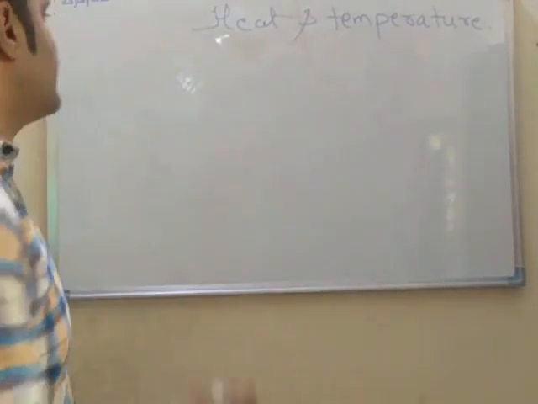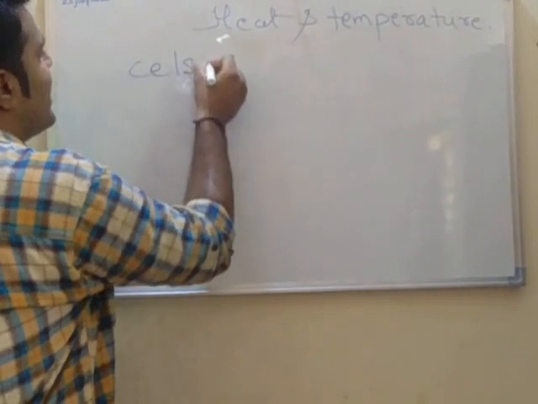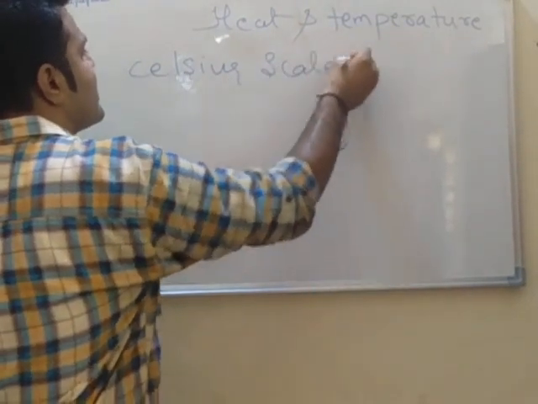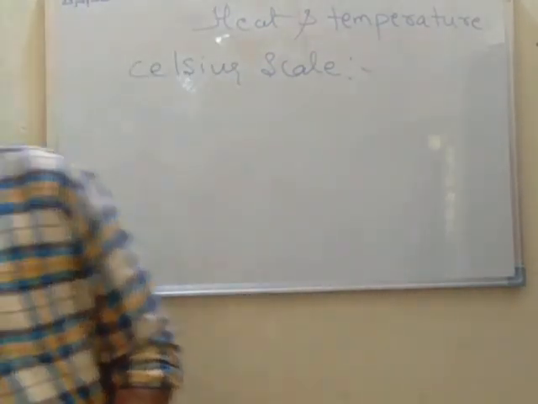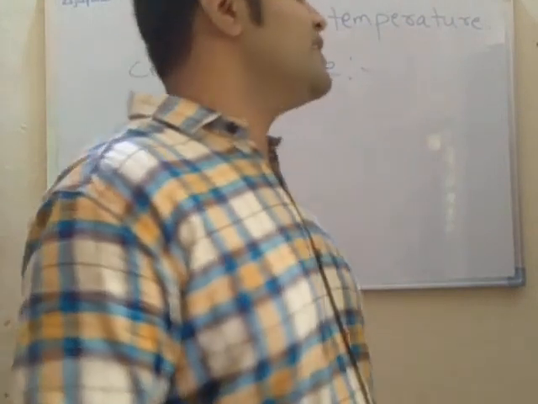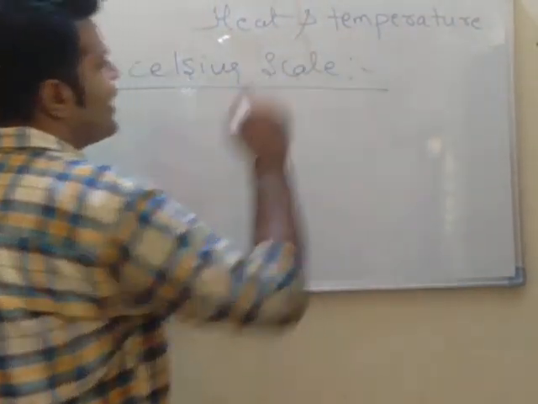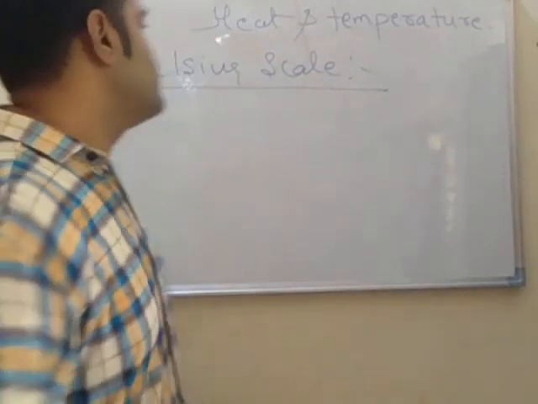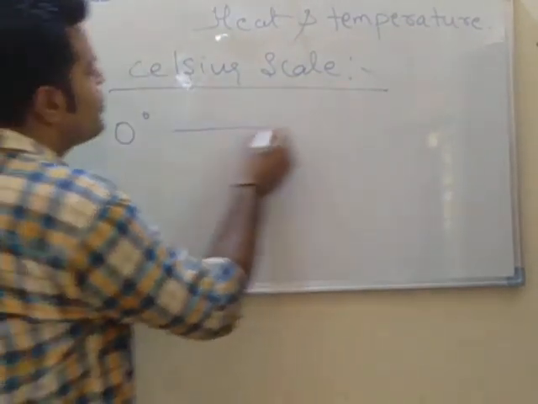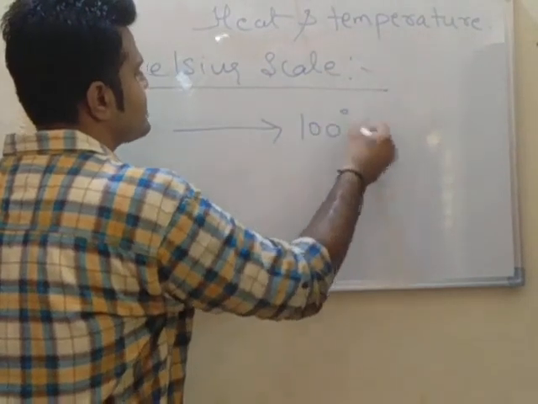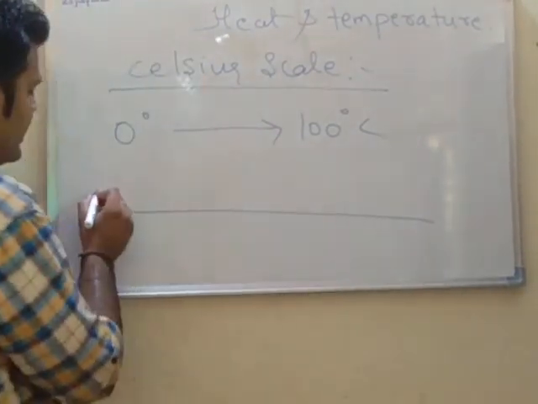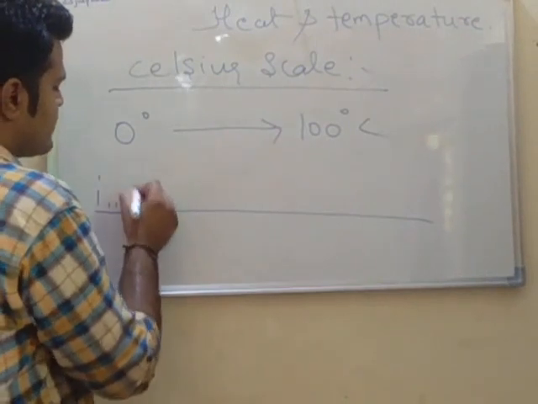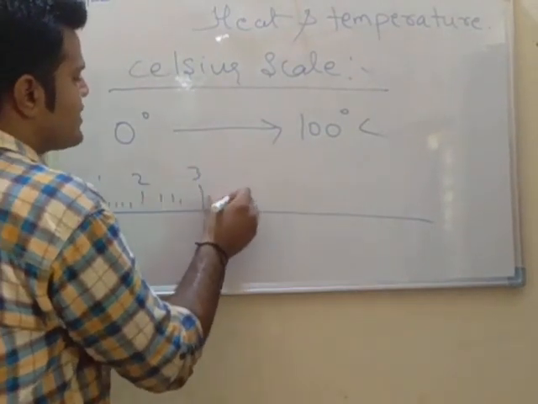So first of all we will learn about the Celsius scale. My dear students, in the Celsius scale, measurement is taken from 0 degree Celsius to 100 degree Celsius, which means there are 100 divisions. How many divisions? 100 divisions.